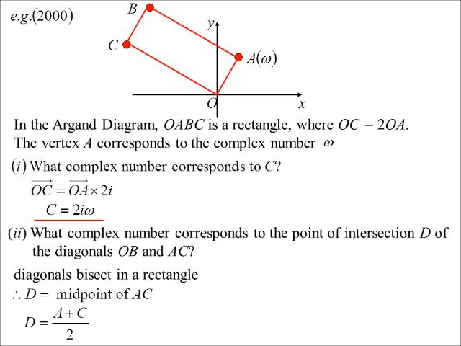So the point A, whatever coordinates A has, whatever coordinate C has, divided by 2. So it'll be omega or W plus 2iW divided by 2. And so there's D. Half plus i times whatever W is.